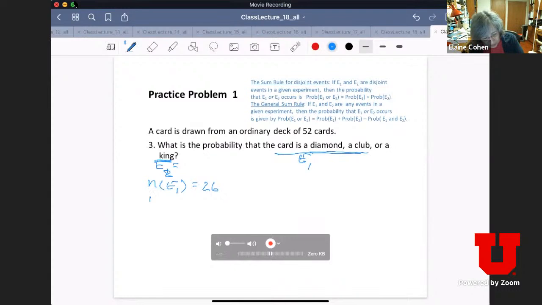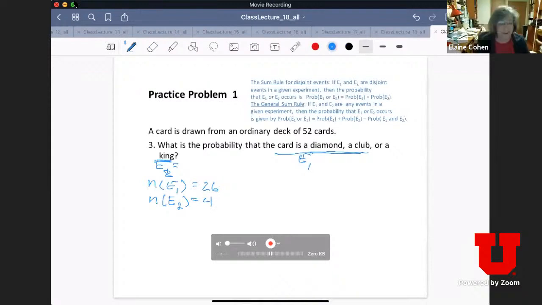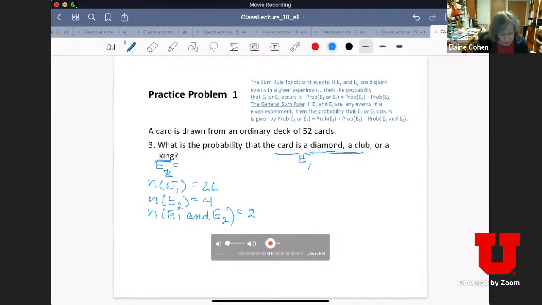Okay. What's the number of events in E2? 4. Okay. What's the number of events in E1 and, remember the intersection, and E2? 2. That's right. There's one king that's a diamond and one king that's a club.